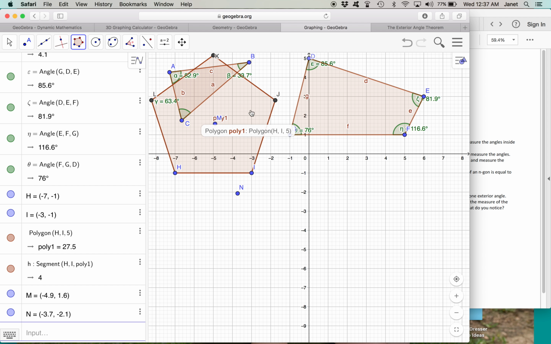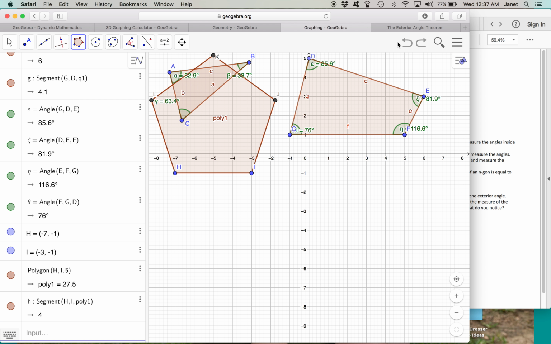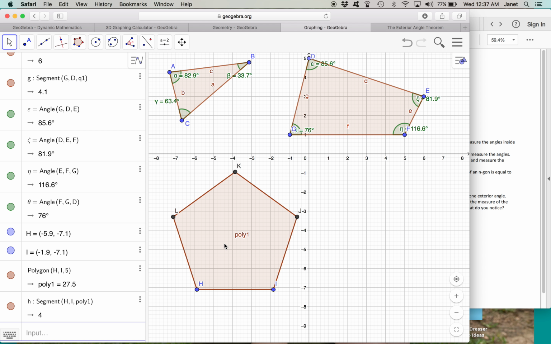And you notice that it's still doing the same sort of thing. That's because when I'm trying to move that polygon, I need to switch this over to the move tool. So now I can move it where I want.